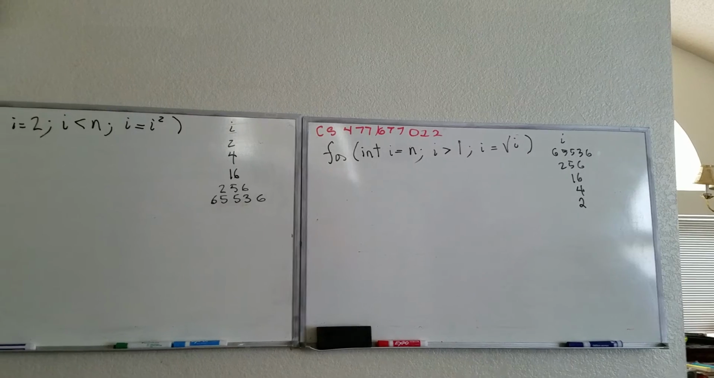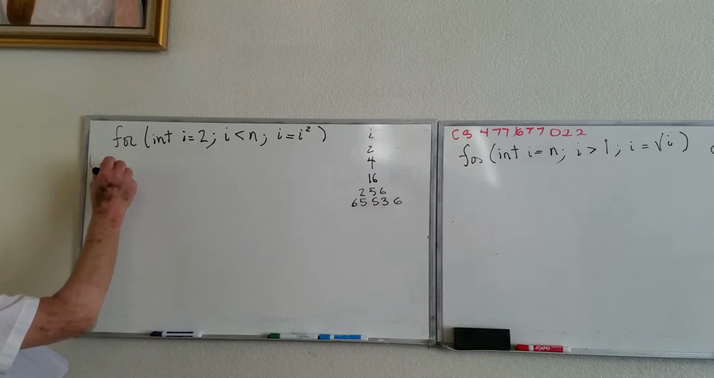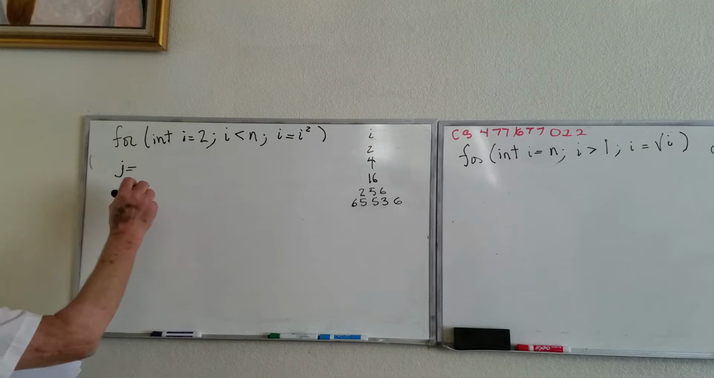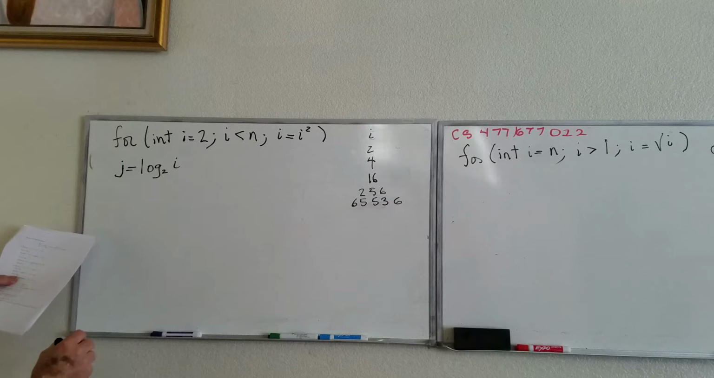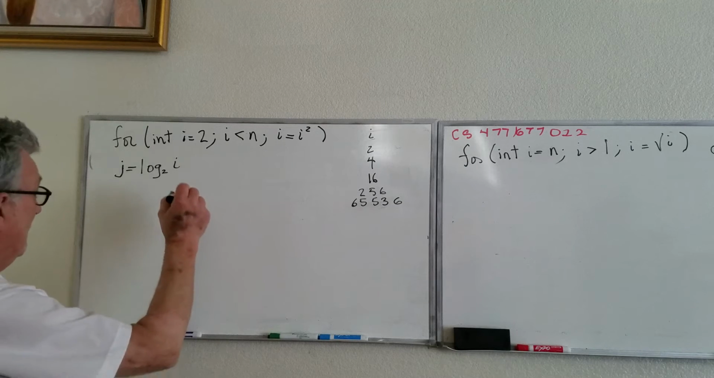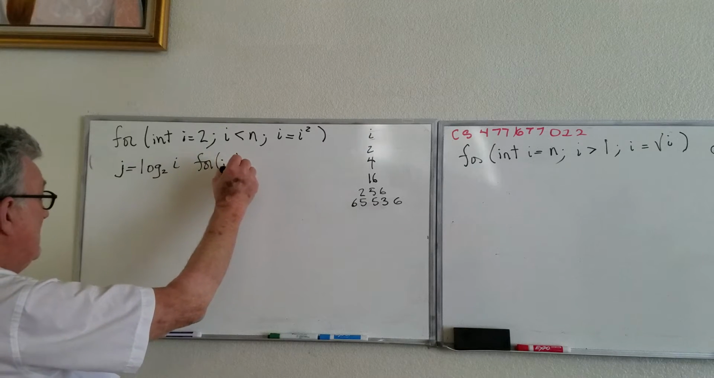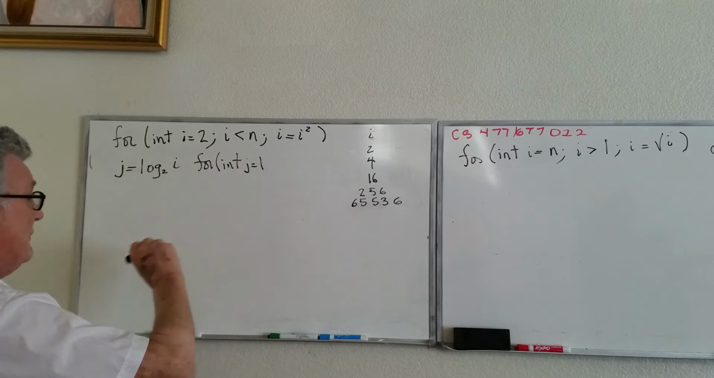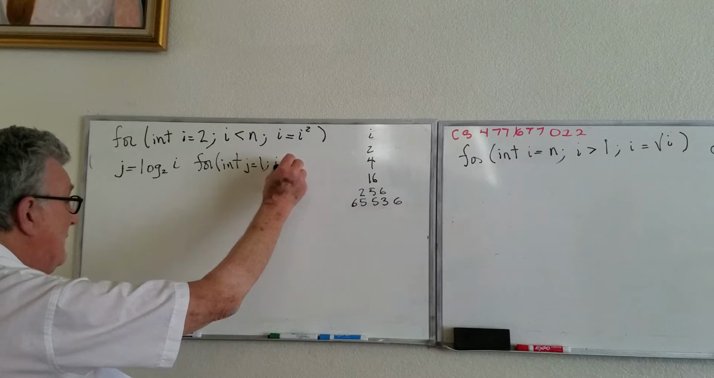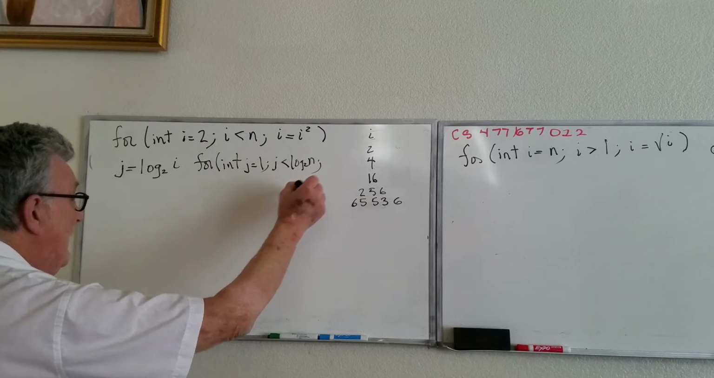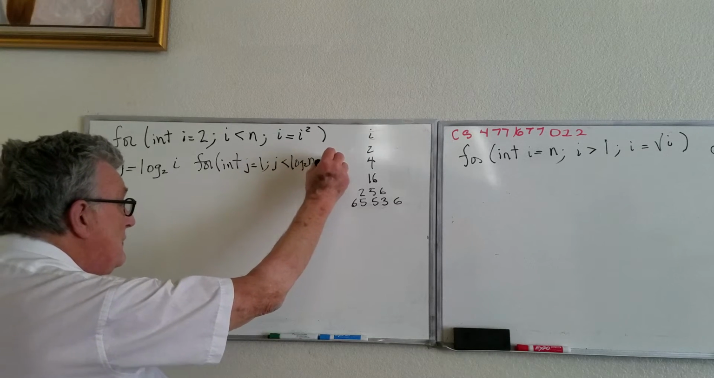All right, now let's analyze this. We're going to let j equal the base 2 logarithm of i. Now, when we do that, what happens? We start with j equal 1, because that's the base 2 logarithm of 2. And then j stops at the base 2 logarithm of n. And then when we square i, we double its logarithm. So j equals 2j here.